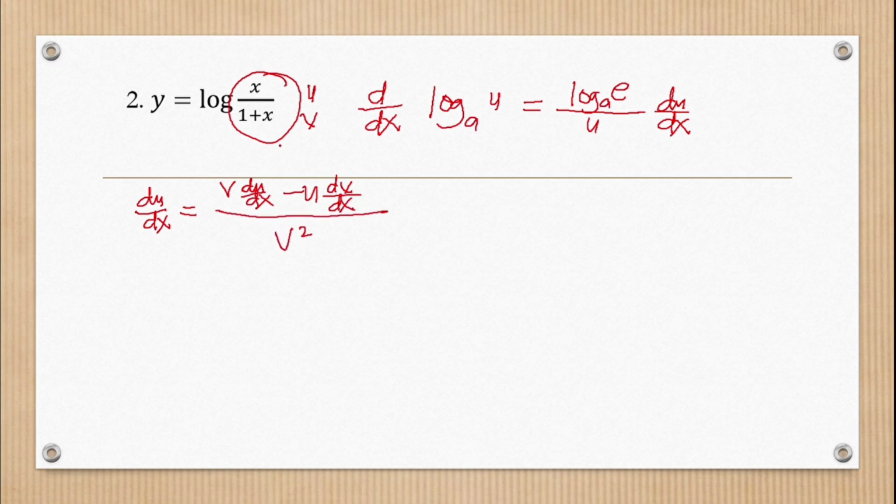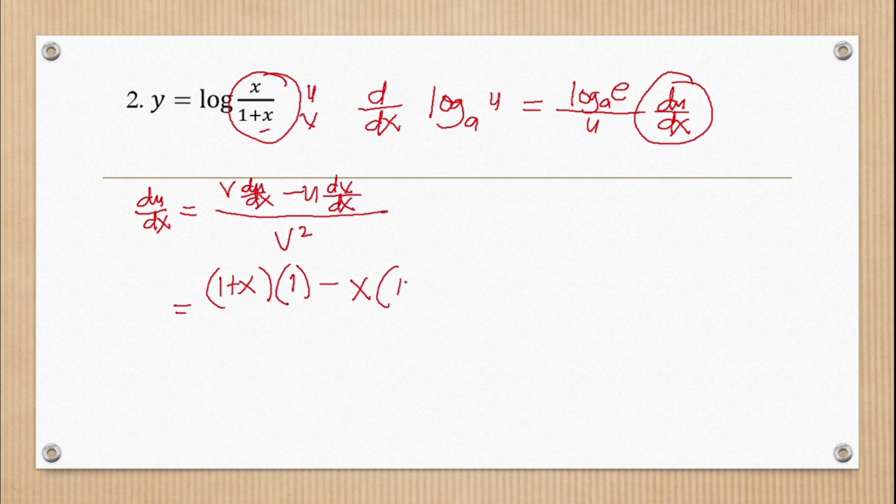We have to find the value for u here so that we could get d over dx. If this is our u and this is our v, v is 1 plus x, and the derivative of u is 1, our u here is x, and the derivative of 1 plus x is equal to 1, over v squared, which is (1 plus x) squared. Therefore, we have here 1 plus x minus x over the quantity (1 plus x) squared.